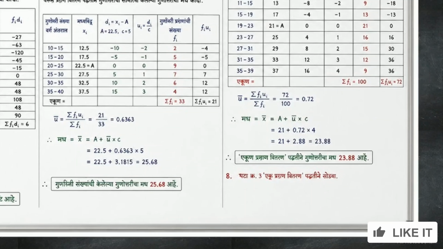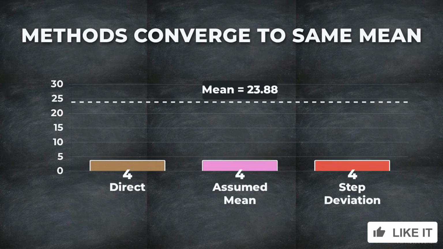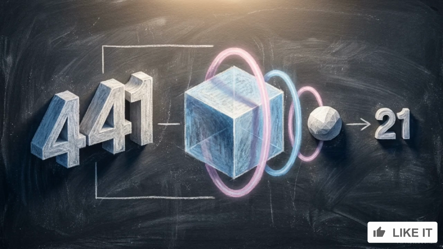Let's check your work. Looking at this completed step deviation table, we take that final sum, plug it into the expanded formula, and multiply it back by our class size. Just like before, we add our assumed mean at the end, bringing us exactly to our answer, 23.88. Notice that the final average remains the same regardless of the method. The assumed mean and step deviation methods don't change the math. They are tactical tools to compress large datasets.